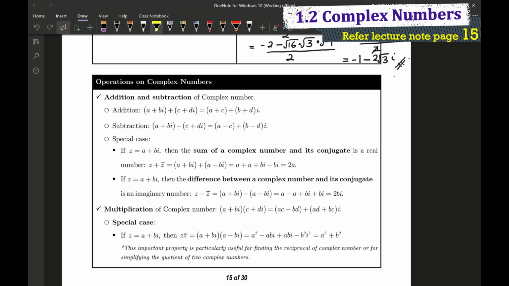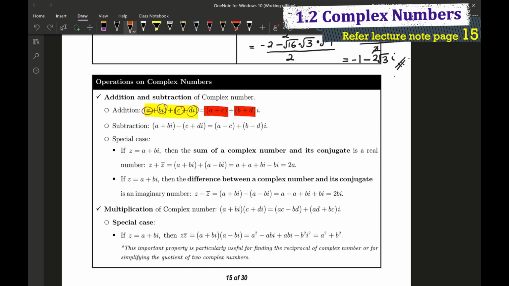As we can see here, we have two complex numbers, but at the end, we add the real part separately from the imaginary part, and we get a new complex number. We add A together with C, because A and C are the real parts, so A plus C. B here is the imaginary part, that's why B plus D. And we do the same thing with subtraction.